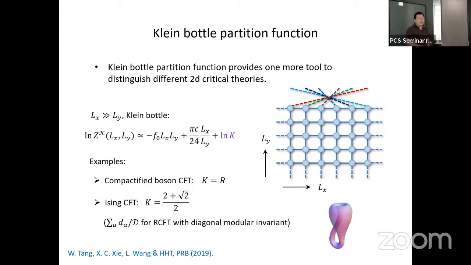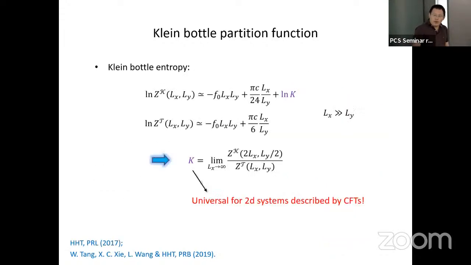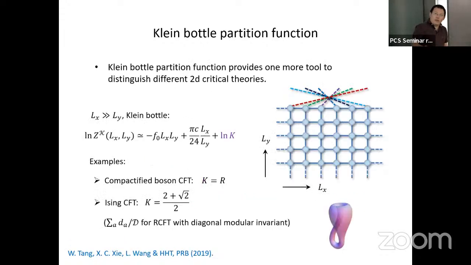And of course, in the statistical physics community, people have calculated such partition functions, for example, for the Ising model defined on a Klein bottle, and it was also solved exactly. I didn't know the motivation for doing this, but probably they thought that this can be solved exactly, but they didn't realize there is some interesting information hidden in this Klein bottle partition function.